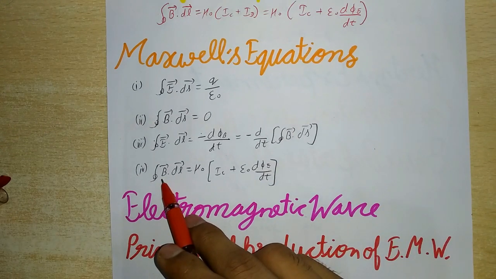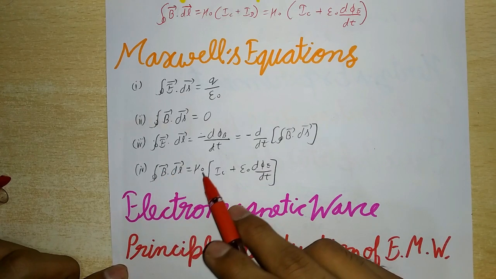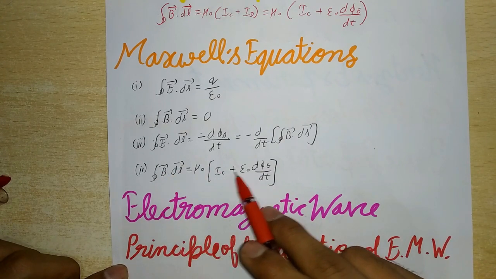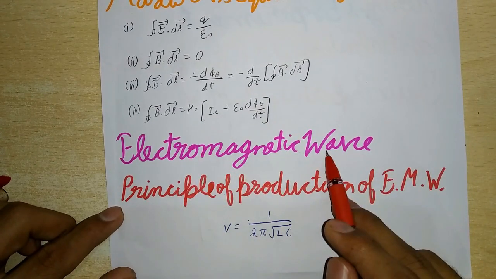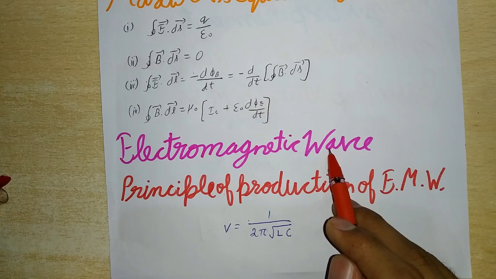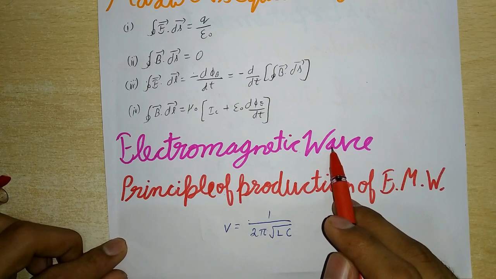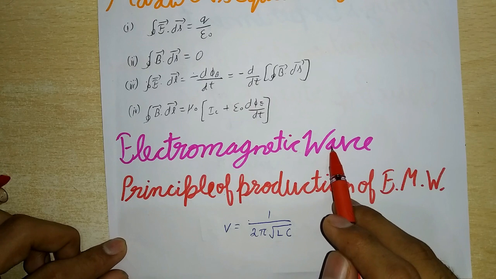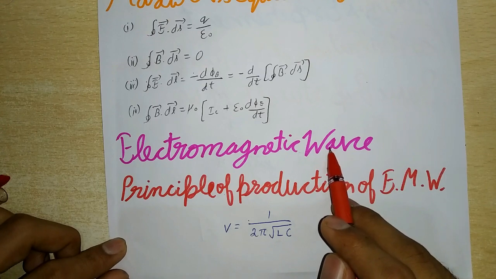And now the fourth one is modified Ampere's circuital law: integration B dot dl equals mu naught (I_C + epsilon naught d phi_E upon dt). Now next is the electromagnetic wave. An electromagnetic wave is a wave radiated by an accelerated charge, and which propagates through space as coupled electric and magnetic fields oscillating perpendicular to each other and to the direction of propagation of the wave.